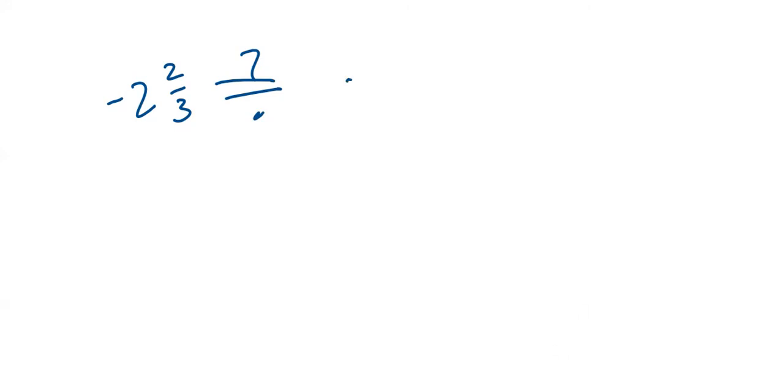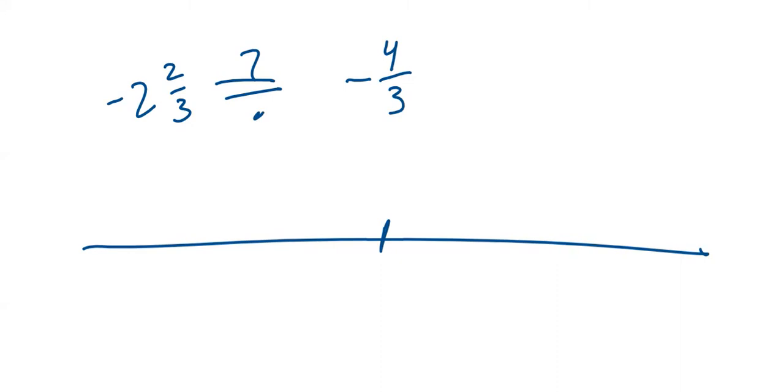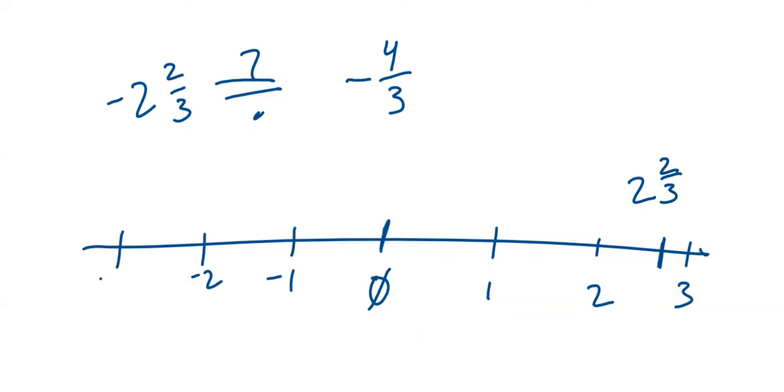If this is 0, and this is 1, and this is 2, and this is 3, 2 2/3 is 2 2/3 of the way to 3. So this is 2 2/3. Negative 1, negative 2, negative 3. So negative 2 2/3 should be in the same place on the number line, but on the other side of 0. Negative 4 over 3 is here. So this is wrong.